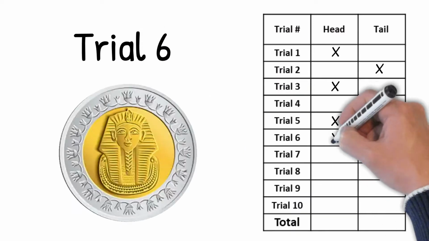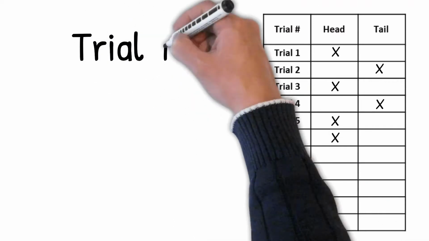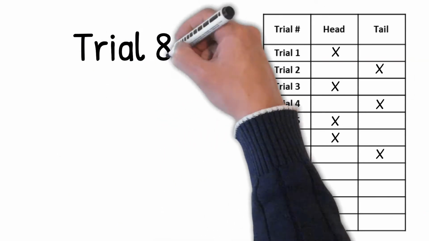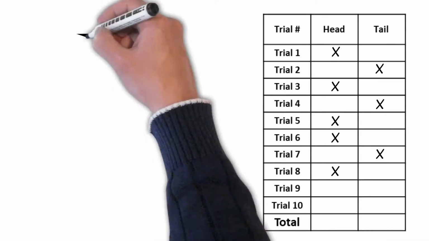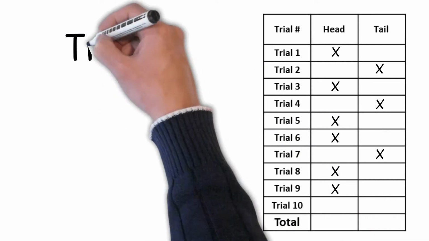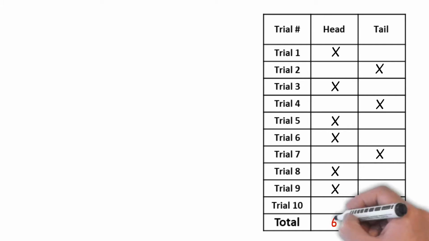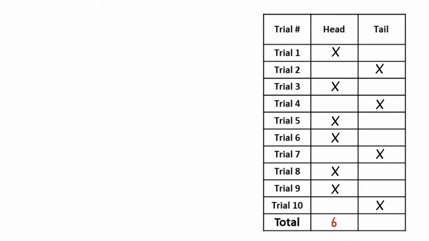Trial number 6 is head. Trial number 7 is tail. Trial number 8 is head. Trial number 9 is head. And finally trial number 10 is tail. Now the number of trials in which the outcome was head equals 6. And the number of trials in which the outcome was tail equals 4.